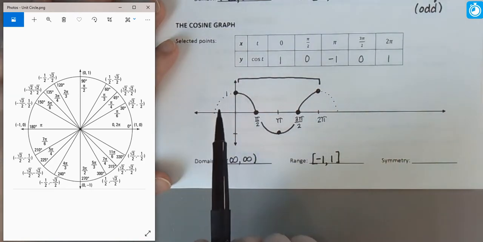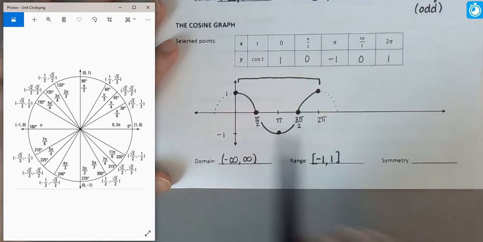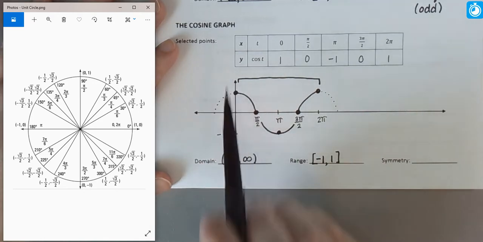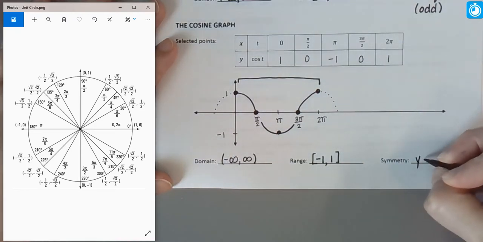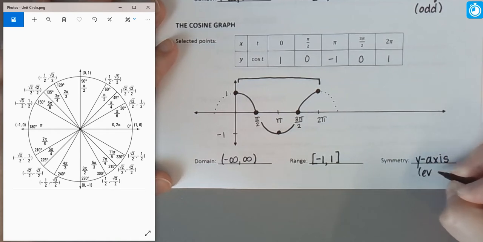Now the cosine graph has a different type of symmetry. If we were to continue the graph in either direction, specifically focusing here on what happens around the origin, notice the graph is going to have a mirror image of itself across the y-axis. So we specifically have y-axis symmetry for our cosine function. And that's associated with the fact that cosine is an even function.